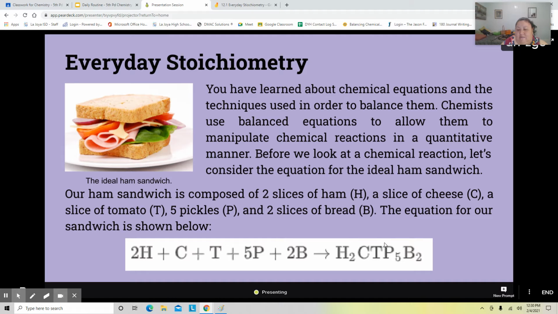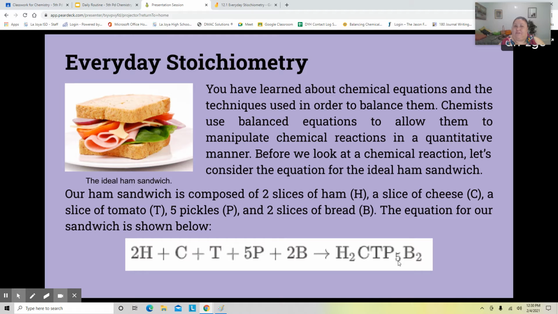And then I have pickles. So I got 5 of them, so my subscript is going to be 5, right? My coefficient is now my subscript. For bread, my coefficient was 2. What's my subscript? 2. And you have a balanced chemical equation, or a balanced ham sandwich equation, right? It's not really a chemical equation. So it's all about this ham sandwich. Does everybody see how we did this?